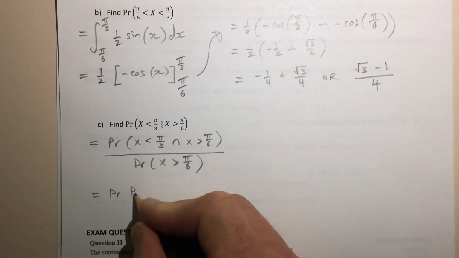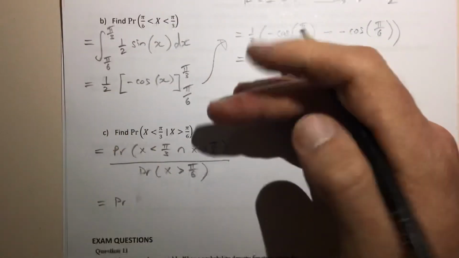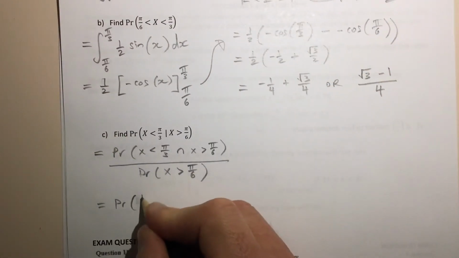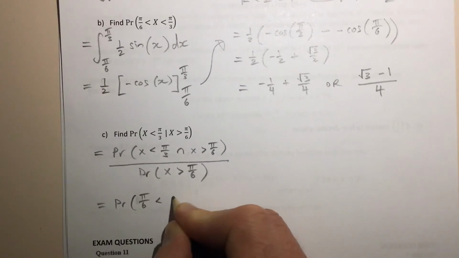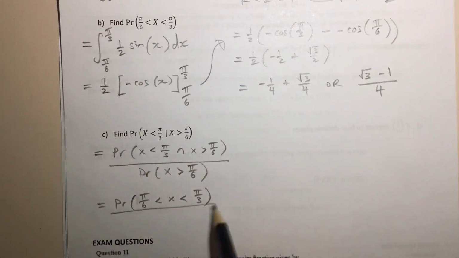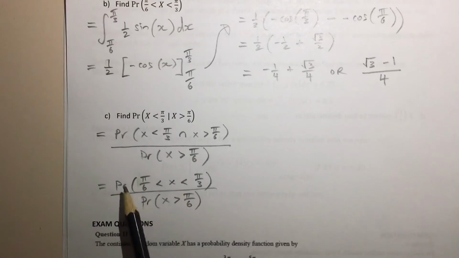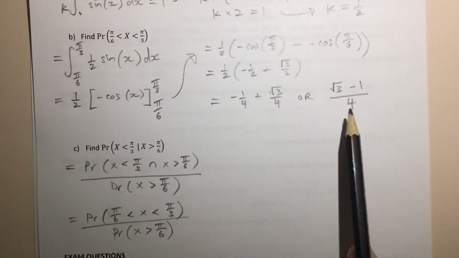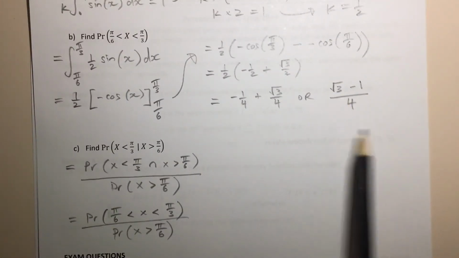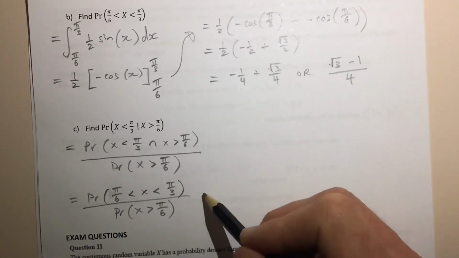So I'm going to rewrite it as the probability that pi on 6 is less than x and x is less than pi on 3, divided by the probability that x is greater than pi on 6. Now the nice thing about that is that this top probability was the one that we just worked out before, right? So we've got part of that answer already worked out. What we just need to do is find the probability that x is greater than pi on 6. So in other words, we might write it like this.